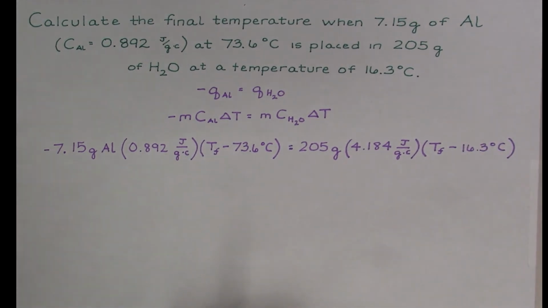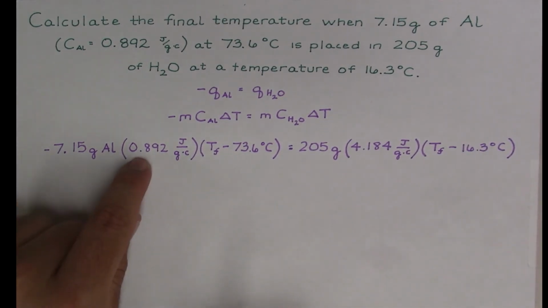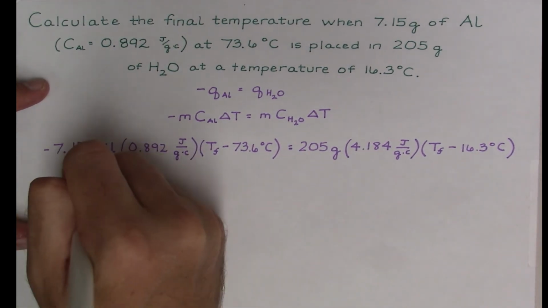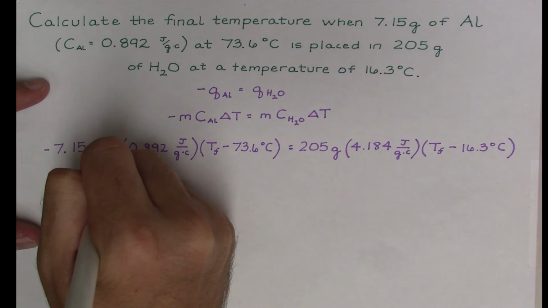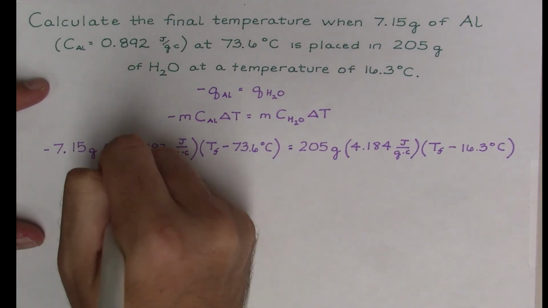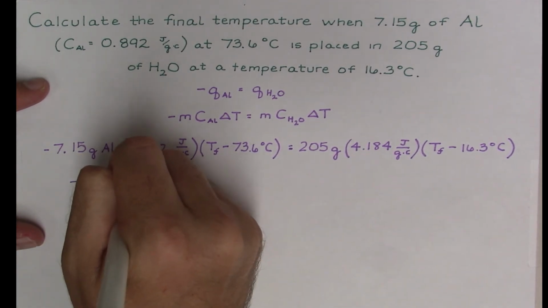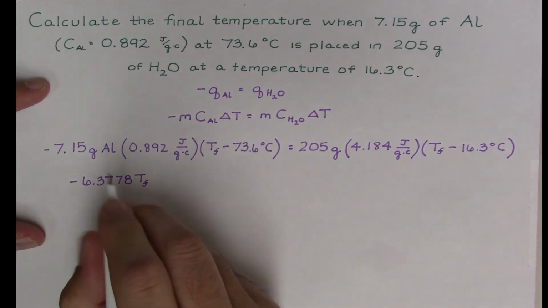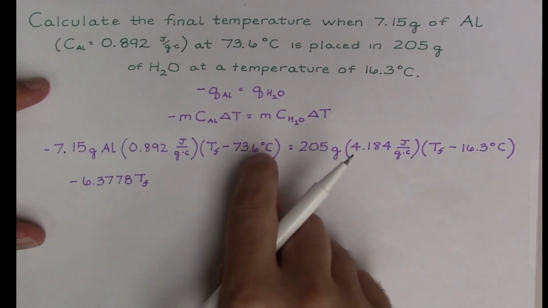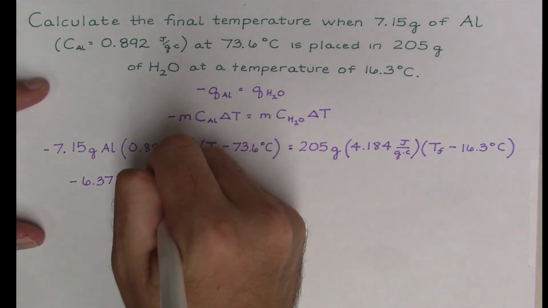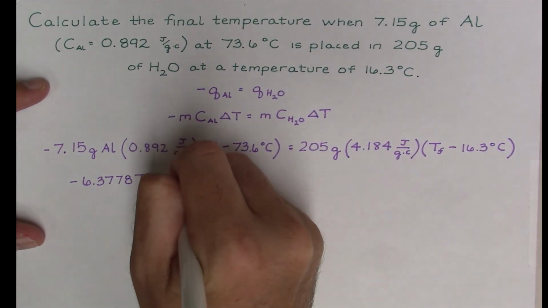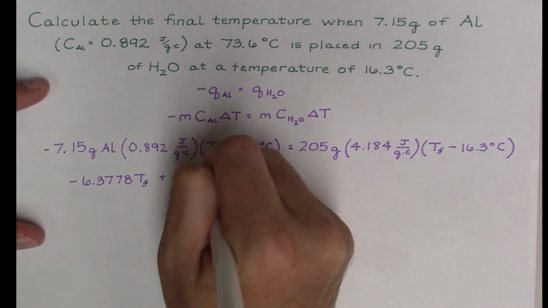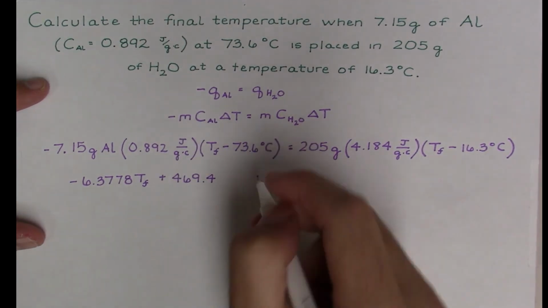Now we must go to the most difficult step of our math, and that is distributing out our various values. So if we take our negative 7.15 grams, multiply it by the specific heat and the temperature final, you'll get a value of negative 6.3778 temperature final. Then we can distribute those factors to our initial temperature and get a value of 469.4. Notice that both negatives will cancel.